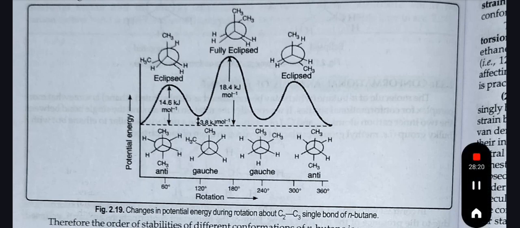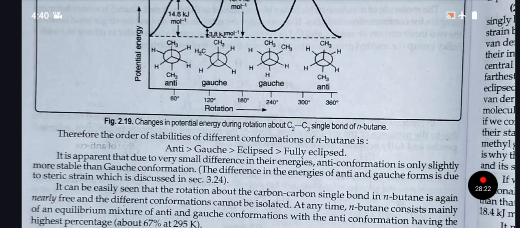Therefore, the order of stability of different conformations of n-butane is anti, gauche, eclipsed, fully eclipsed. It is apparent that due to a very small difference in their energy, the anti conformation is only slightly more stable than the gauche conformation. The difference in energy of anti and gauche forms is due to steric strain, which is discussed in session 3.24. It can be easily seen that the rotation about the carbon-carbon single bond in n-butane is again nearly free and the different conformations cannot be isolated at any time.